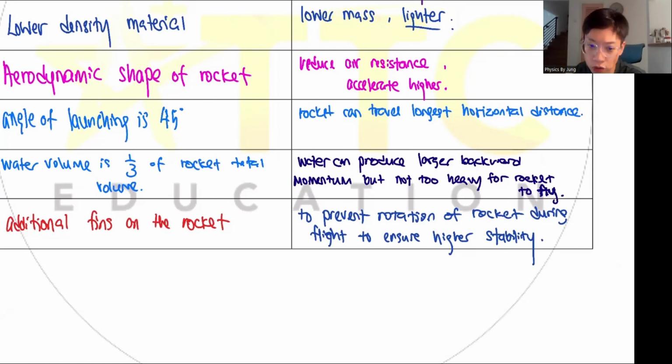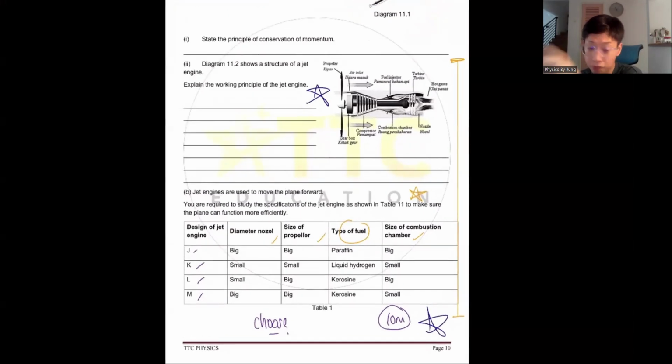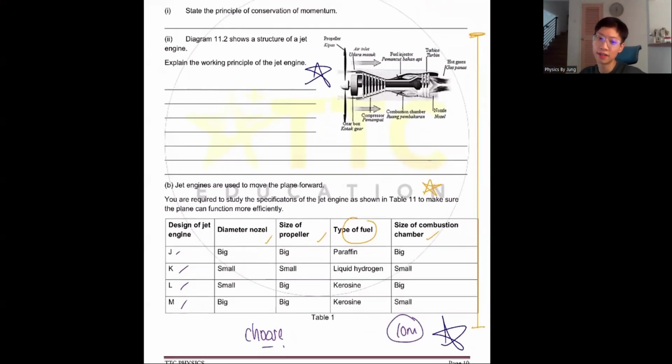Now I want you to look at page 10. Promise me that before your exams, you're going to write this jet engine and look at this essay question again. This is the choosing one. Once you do this jet engine essay question, the bottom one on page 10, and the water rocket, your momentum should be quite good already. Okay, can.